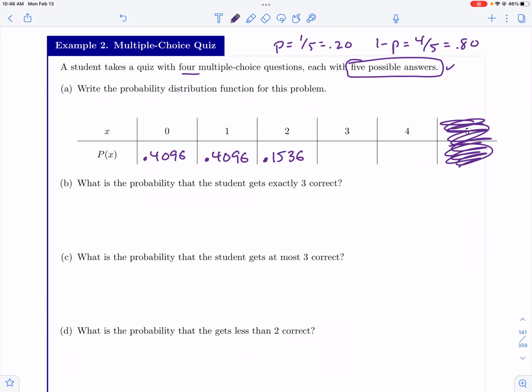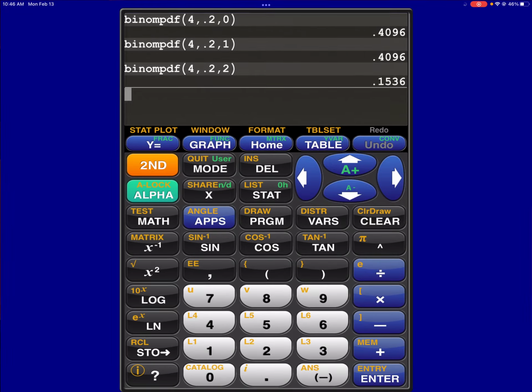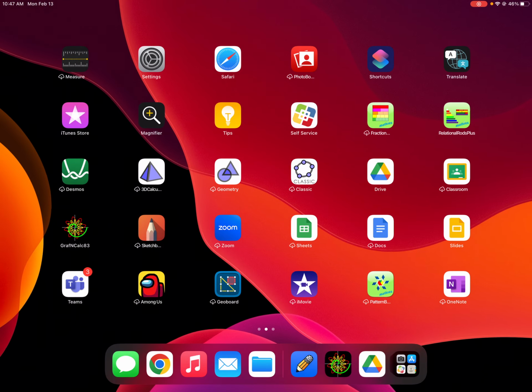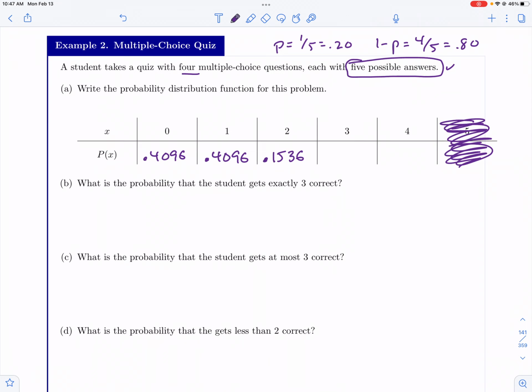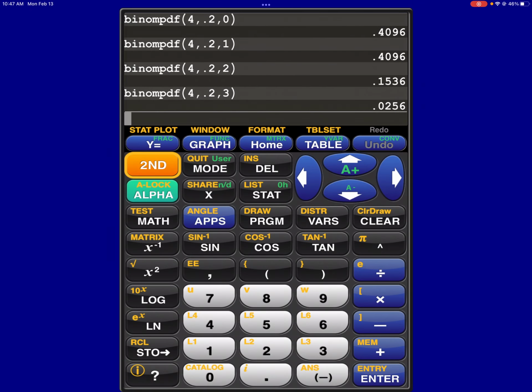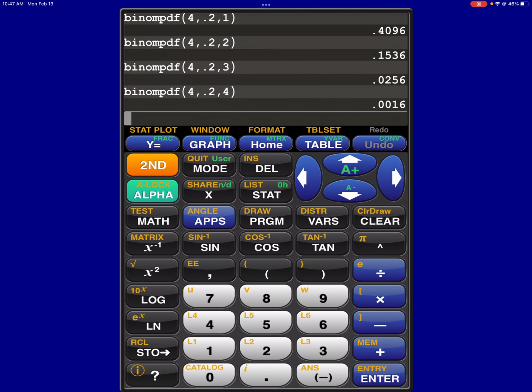All right, so the probability of getting 3 correct. So again, second enter. 0.0256. And then finally, what's the probability of getting a perfect score? 0.0016.